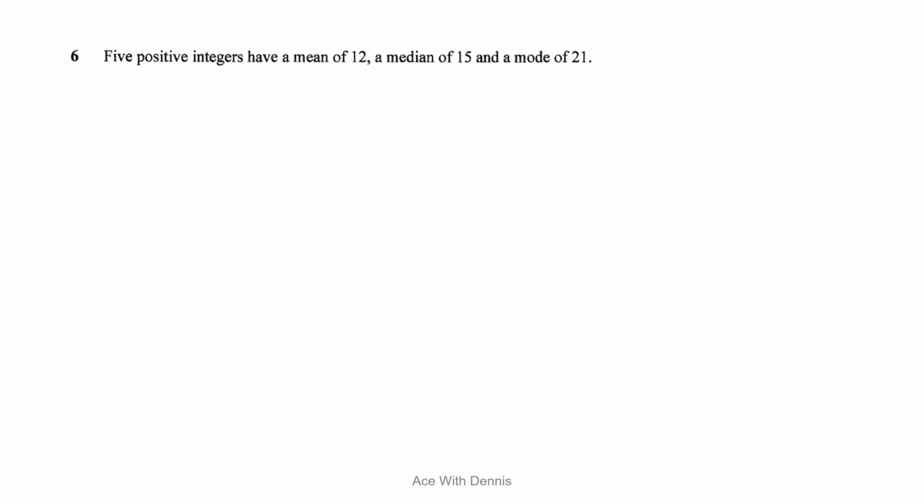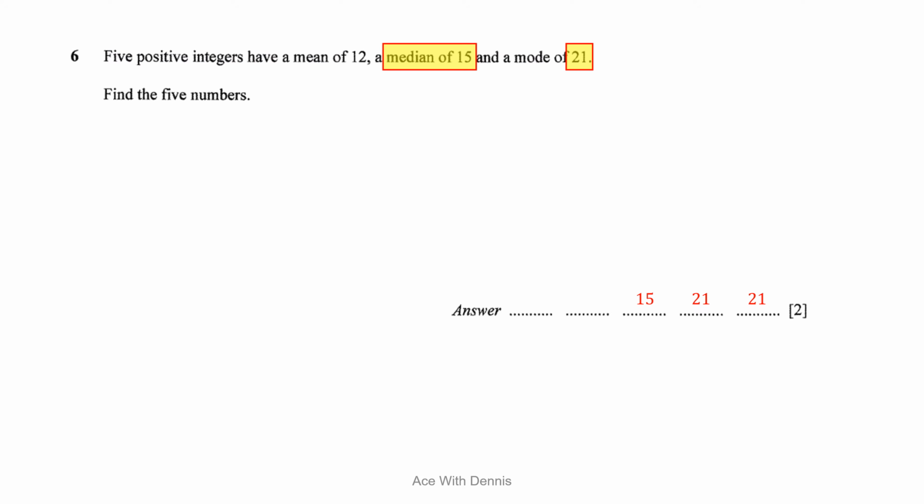Question 6. 5 positive integers have a mean of 12, a median of 15, and a mode of 21. Find the 5 numbers. 2 marks. So given that the median is 15, hence the middle number is 15. Also the mode is 21, which means the last 2 integers are 21. Now we have to find the first integer and the second integer.